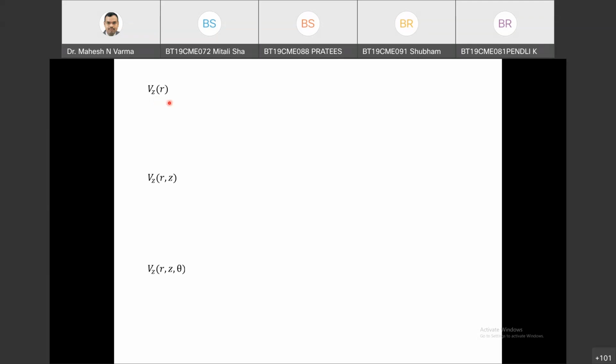Okay, this is what we have as a case. So Vz, one dimensional velocity, is a function of r. So here what we will get? We will get a second order differential equation of velocity with respect to r, and a first order differential equation of shear stress with respect to r. One dimensional differential equation.